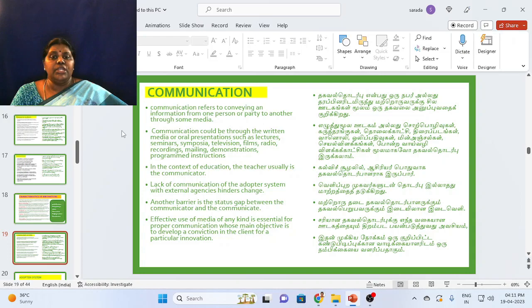Lack of communication of the adopter system with external agencies hinders changes. Another barrier is the status gap between the communicator and the communicatee. Effective use of media of any kind is essential for proper communication, whose main objective is to develop a conviction in the client for a particular innovation.